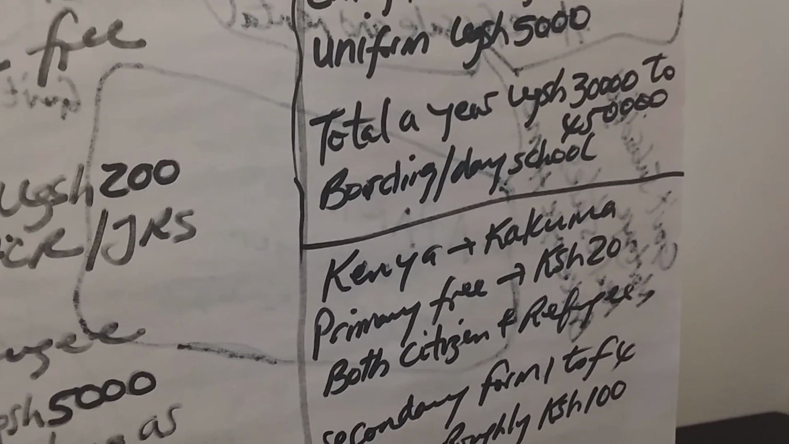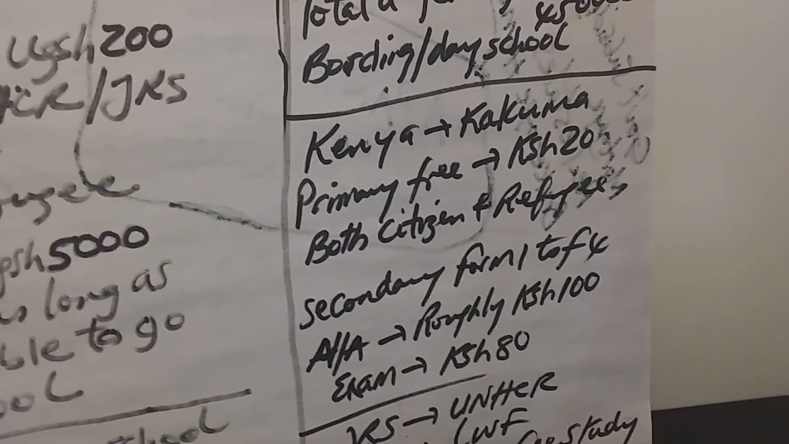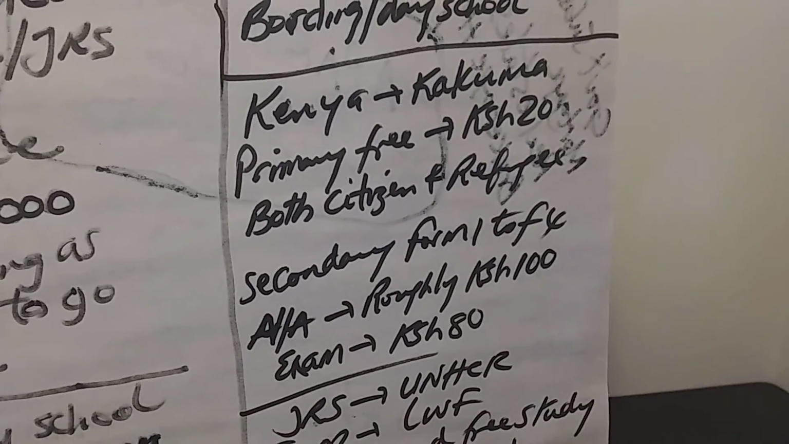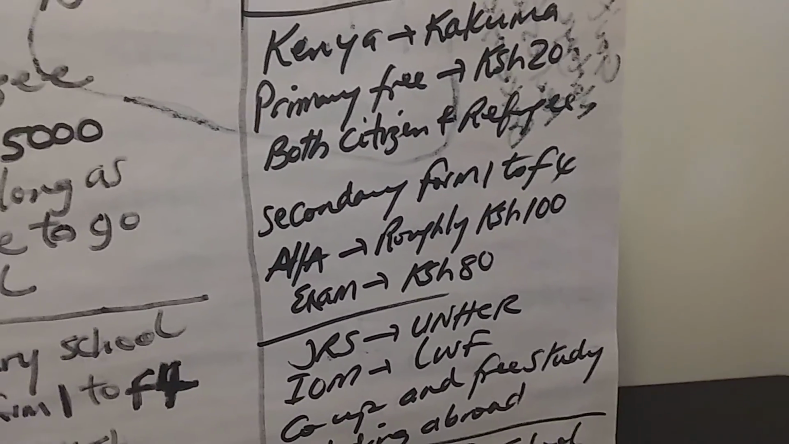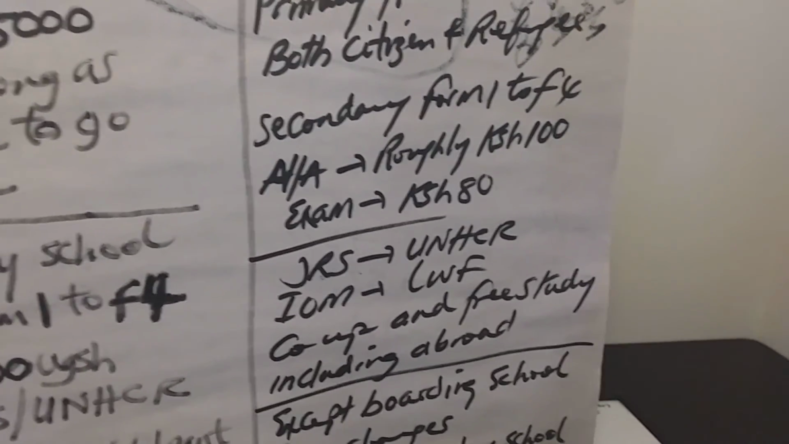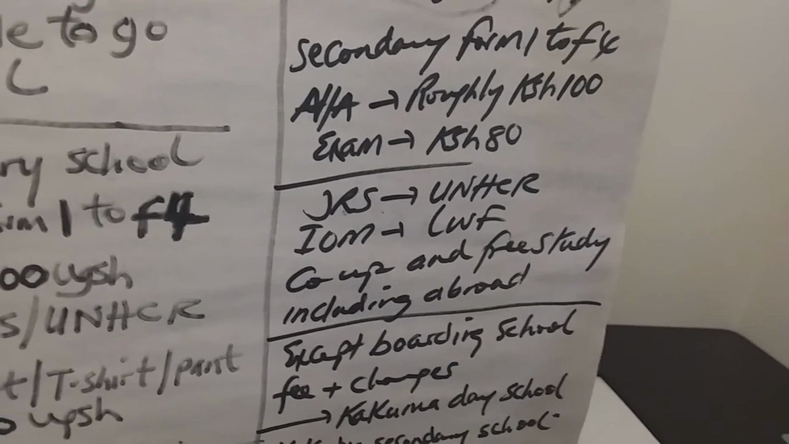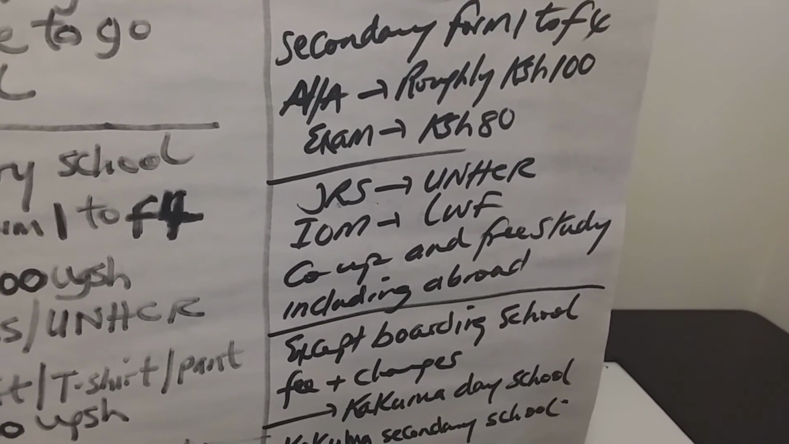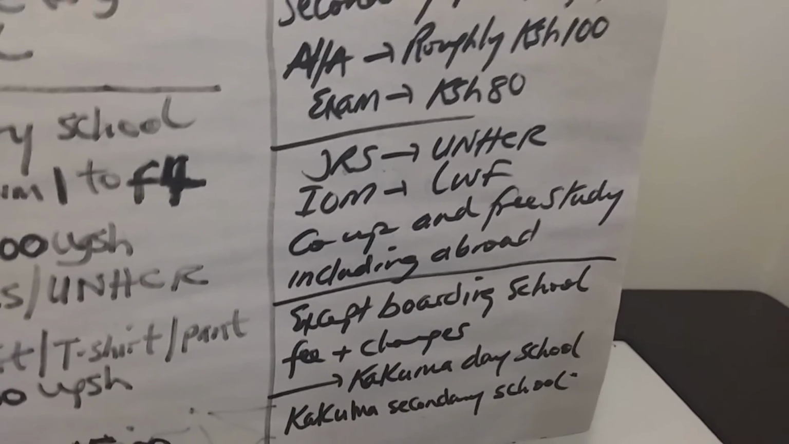Boarding schools and day schools. If in Kakuma, Kenya, and then the school fee is 20 Kenyan shillings. Both citizens and refugees, and then secondary from Form 1 to Form 4. Uh, that is no answer actually. Roughly, let's say 100 Kenyan shillings. Exams is 80 Kenyan shillings. It still is hard for some students.